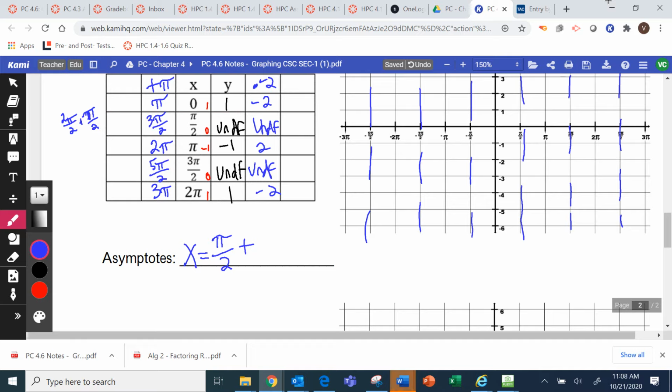And Todd, how far apart are they? What should I add on? Pi. So what will I actually add on? Pi over 2 plus k pi. And then we write k is an element of the integers. So it is important that we say that.